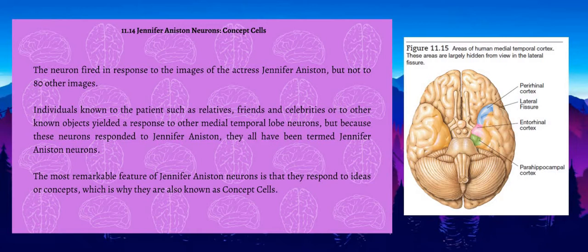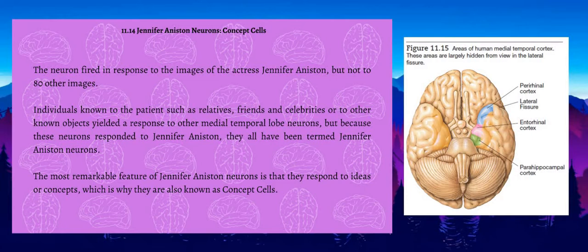So the neuron fired in response to the images of the actress Jennifer Aniston, but not to 80 other images. Individuals known to the patient, such as relatives, friends, and celebrities, or other known objects, yielded a response in other medial temporal lobe neurons. But because these neurons responded to Jennifer Aniston, they have all been termed Jennifer Aniston neurons.